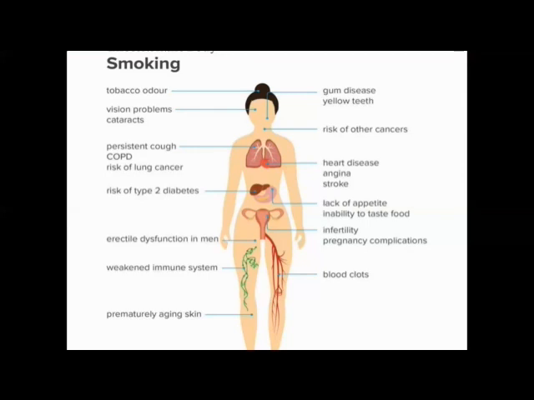We've talked about heart disease. Angina is basically chest pain, and stroke, we've talked about it. Then persistent cough and COPD. We'll talk about this in detail in the next few slides. Then the risk of lung cancer, risk of type 2 diabetes, lack of appetite, inability to taste food. Obviously, if it's dulling your senses, then you might not be able to taste food. Then infertility, pregnancy complications. We'll talk about pregnancy complications in the next few slides. Erectile dysfunction in men, a weakened immune system, exactly what I was talking about in the beginning of our lecture. Blood clots, we've discussed that, and prematurely aging skin.